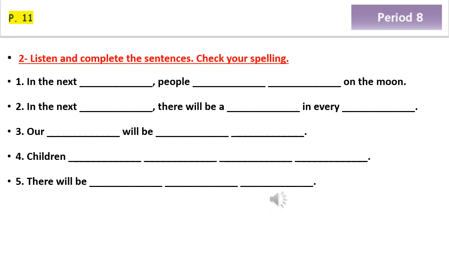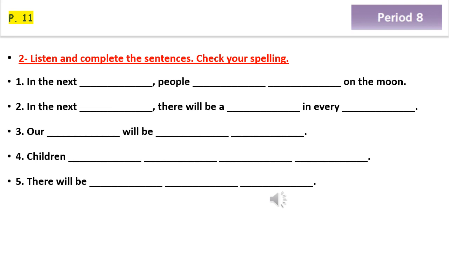Listen. 1. In the next century, people will live on the moon. 2. In the next decade, there will be a computer in every room. 3. Our lives will be very different. 4. Children will fly to school. 5. There will be no more schools.